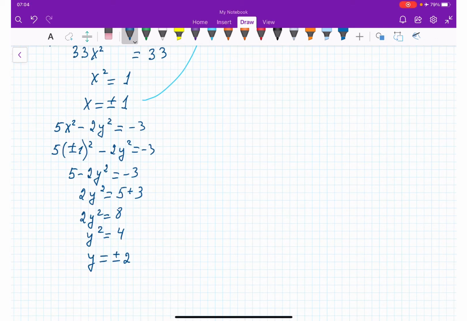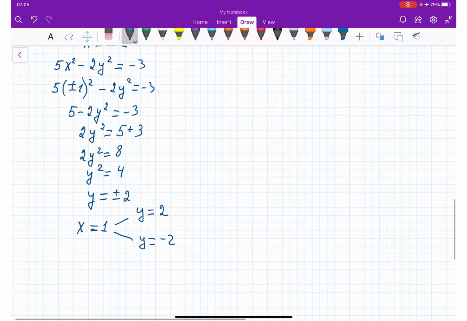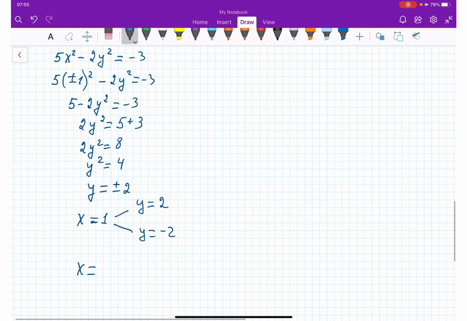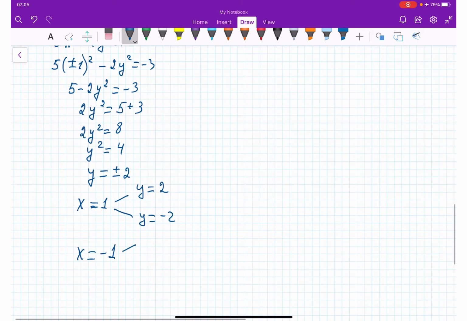So what combinations are we going to have? x is equal to positive 1, right? From here, we will have the combinations y equal to positive 2 and y equal to negative 2. And then x is equal to negative 1, y is equal again to positive 2, y is equal to negative 2.